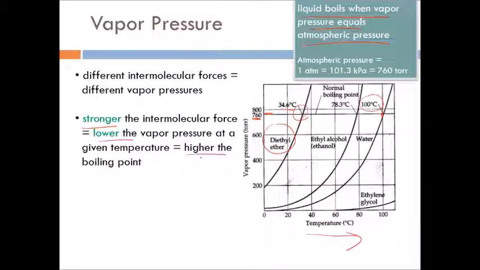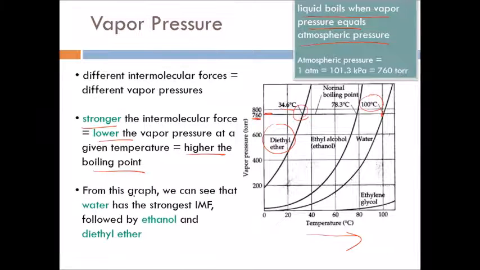Stronger forces, lower vapor pressure, higher boiling point. Those things are all relatable. From this graph, we can see that water has the strongest IMF, followed by ethanol, and then diethyl ether. We're just looking at the ones on the curve, not caring about that one over there. We could look at individual forces on these as well and figure out, of course, water has hydrogen bonding, and the ethyl alcohol does too, but the diethyl ether is just dipole-dipole interactions.